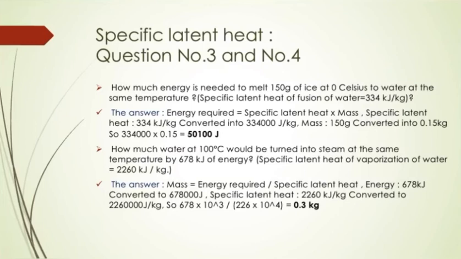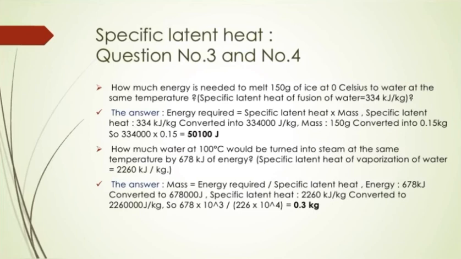And the last question, question number 4, about specific latent heat. How much water at 100 degrees would be turned into steam, that means boiling point, or vaporization, at the same temperature by 678 kilojoules of energy? By the information given, we know that the specific latent heat of vaporization of water is equivalent to 2260 kilojoules per kilogram. The answer is going to be based on the formula that we analyzed before in the last slides.